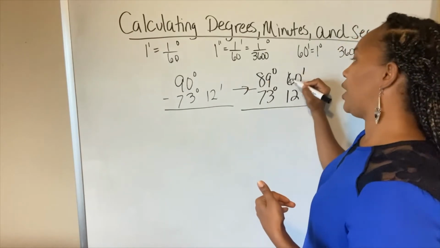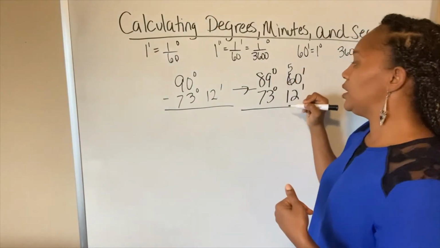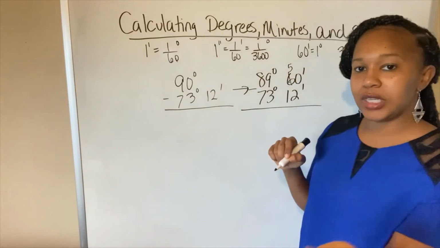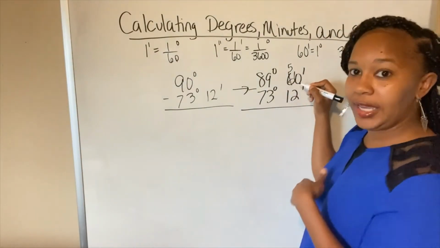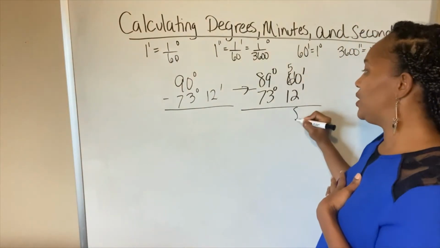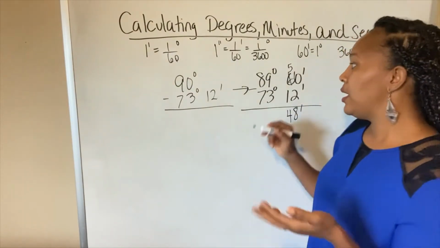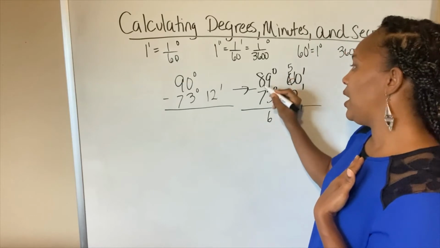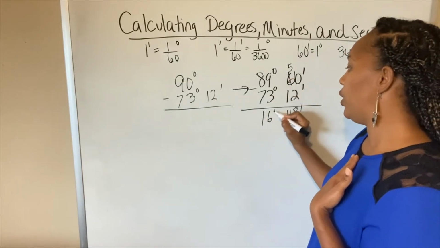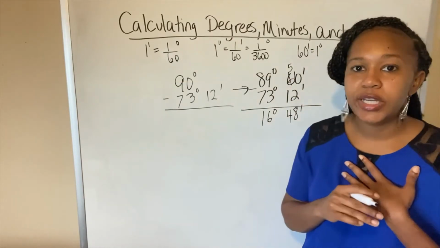So I would subtract this normally. I can't do 0 minus 2. So I will borrow from that 6, turn it into a 5, and make this a 10. 10 minus 2 is 8. 5 minus 1 is 4. That gives me 48 minutes. 9 minus 3 is 6. 8 minus 7 is 1. So that gives me 16 degrees and 48 minutes.